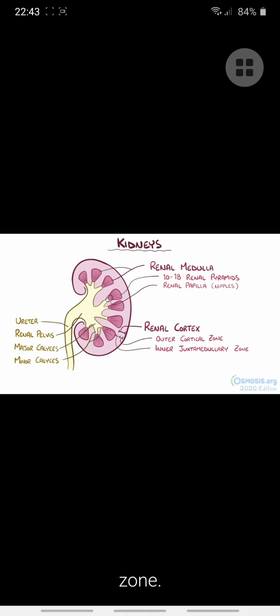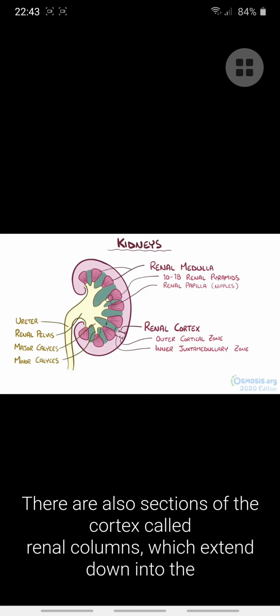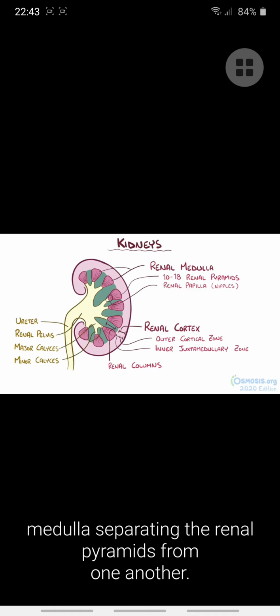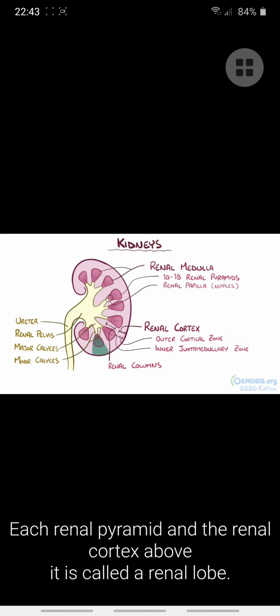The renal cortex can be divided into an outer cortical zone and an inner juxtamedullary zone. There are also sections of the cortex called renal columns which extend down into the medulla, separating the renal pyramids from one another. Each renal pyramid and the renal cortex above it is called the renal lobe.